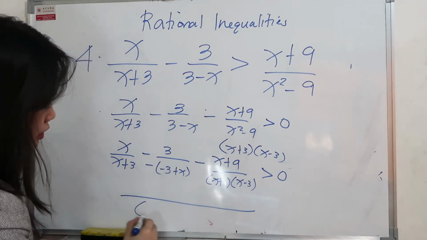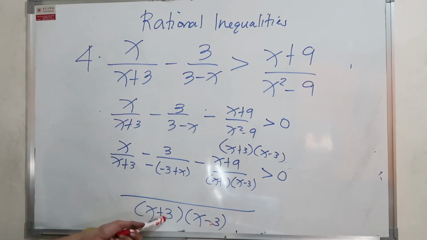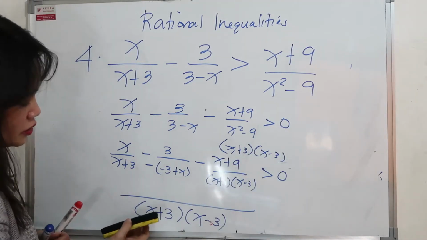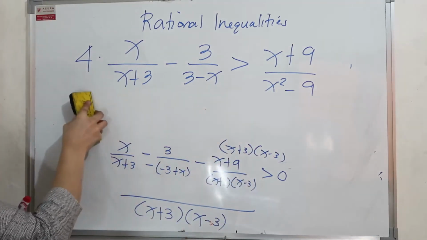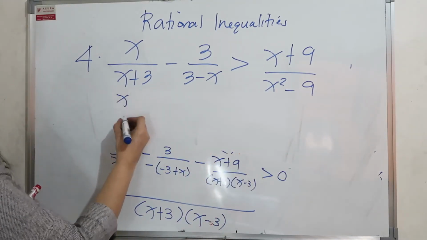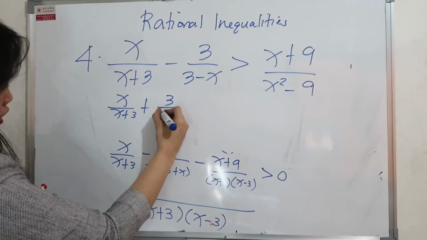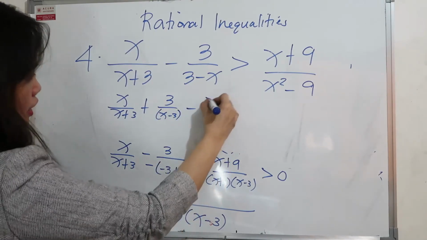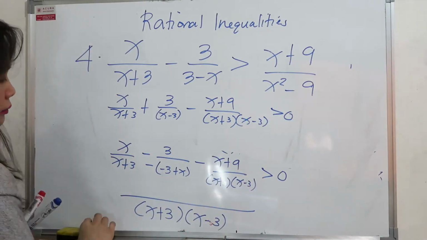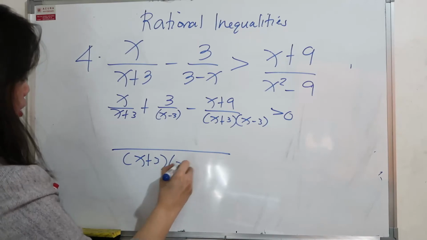So the LCD will be x plus 3, x minus 3. Okay? X plus 3, x minus 3, that's the LCD. So let's continue. We do have x over x plus 3. So simplify this one. Negative divided by negative, so plus 3 over x minus 3, minus x plus 9 over x plus 3 multiplied by x minus 3, greater than 0. Okay. So the LCD is x plus 3, x minus 3.